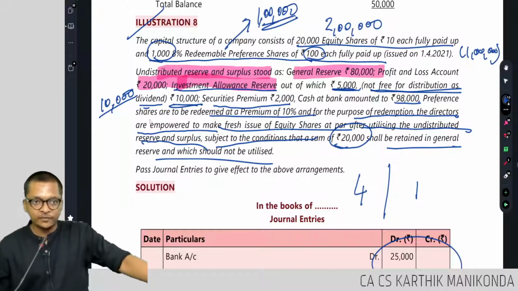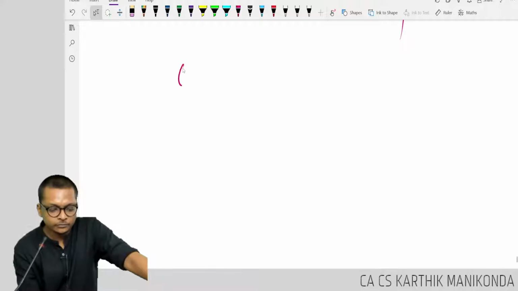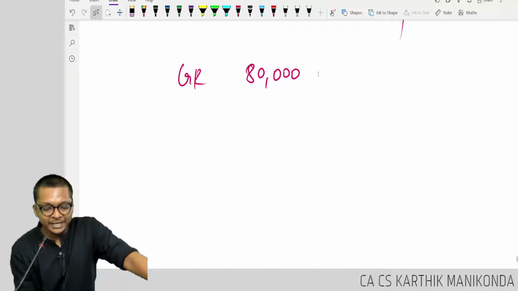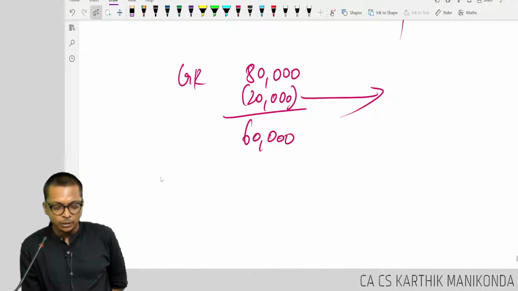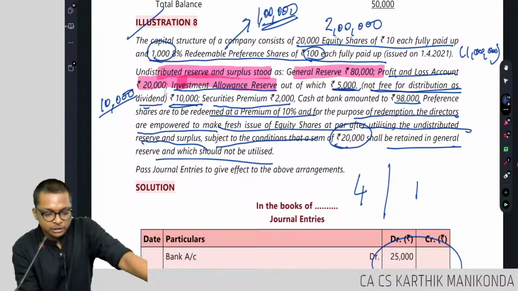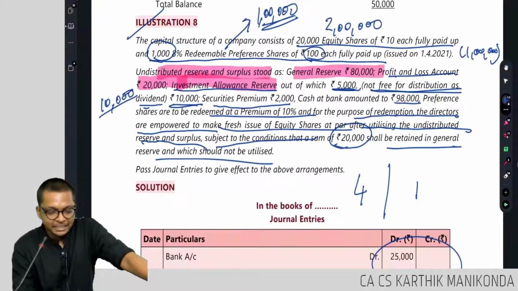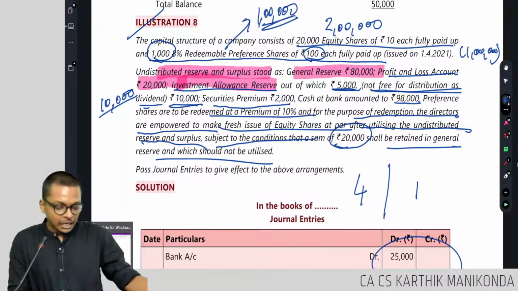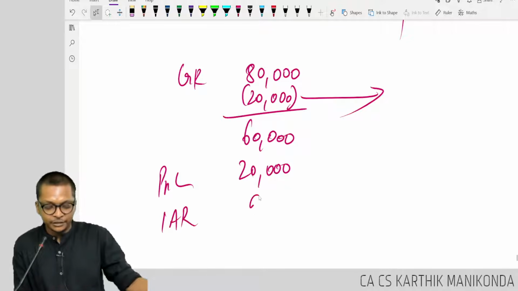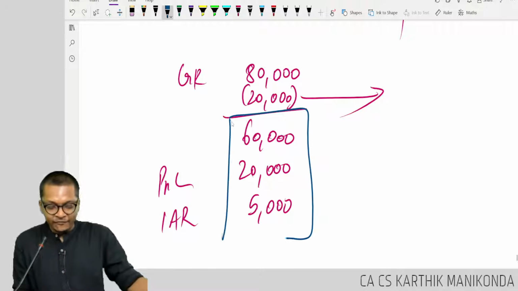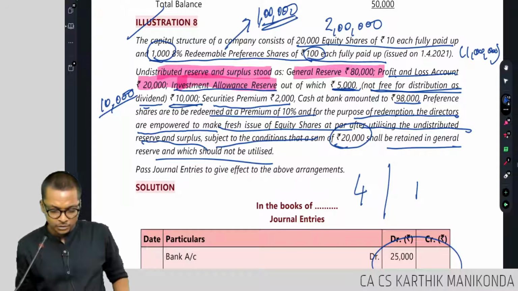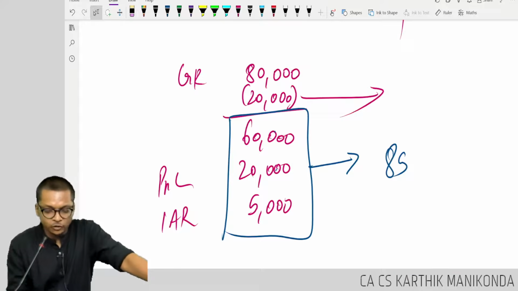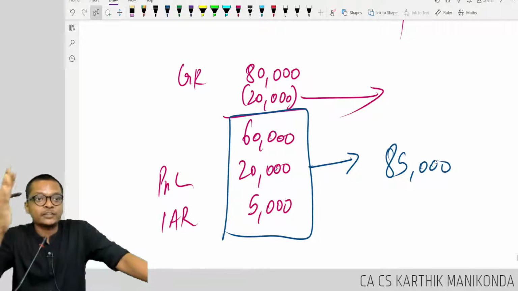But let me brief for the benefit of everybody. What is the general reserve available in this question? Totally 80,000, but I can use only 20. He told don't touch. That means you should not touch. So I can use only 60. What is the P&L available? Profit and loss account 20,000. Any other free reserve? Yes. Out of that investment allowance reserve, I can use 5,000. That means from my existing reserves, I can transfer to CRR 60, 80. Correct, guys. I can transfer 85,000 rupees to CRR.